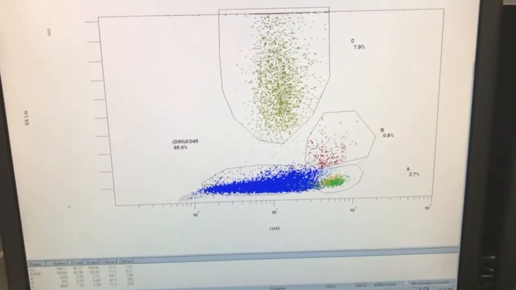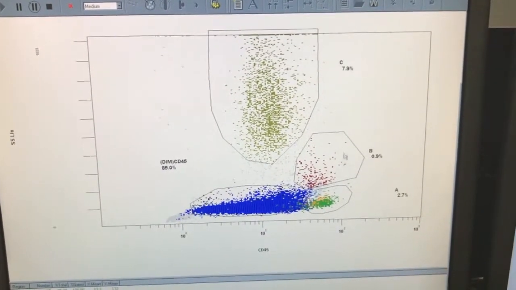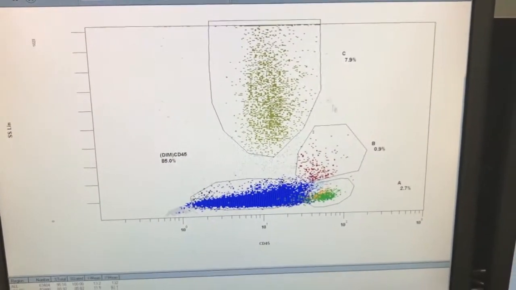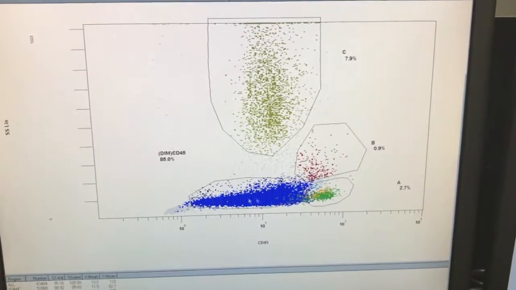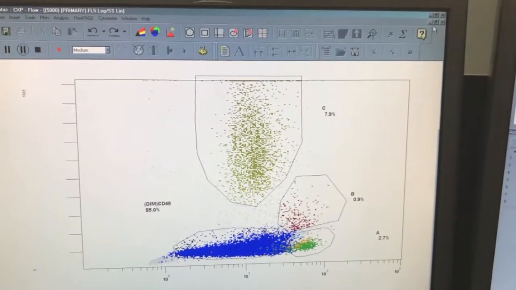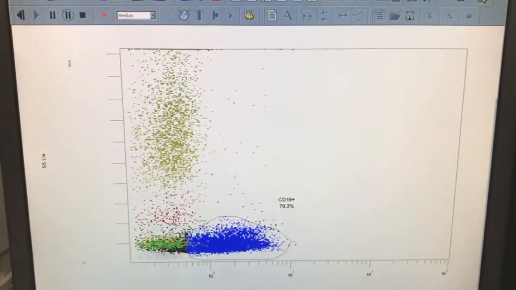So what comes to my mind once I see populations like this: are they blasts? Are they CD34 positive, CD33? Is it myeloid, lymphoid? We're not going to be able to find out until later on, but we are going to see the different antibodies that that population does hold based on the colors and different antibody distinctions.